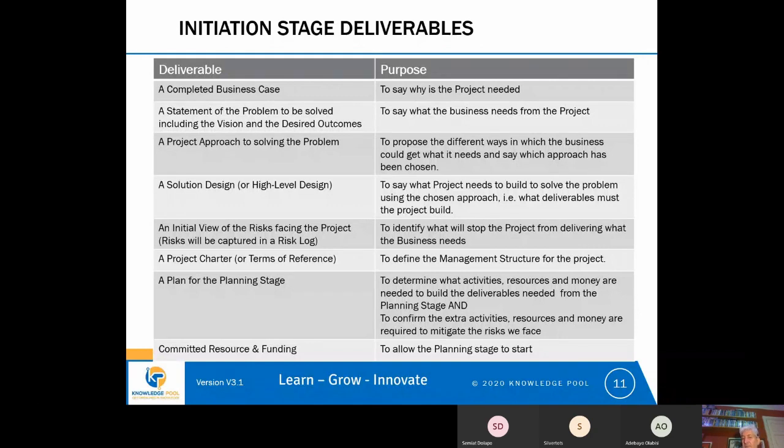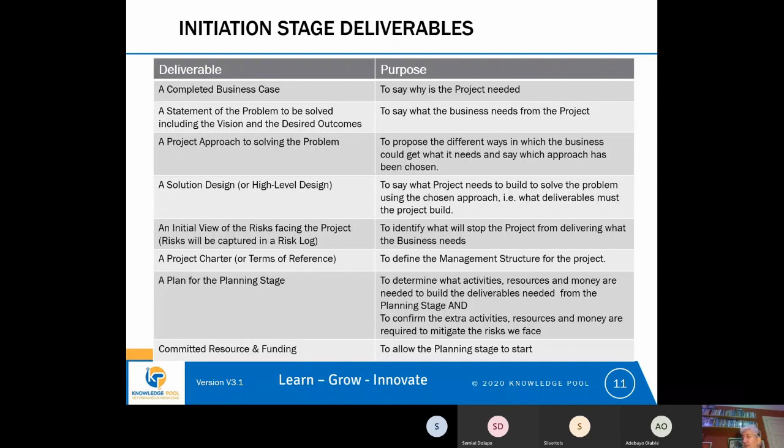So when we're planning, we're not only thinking about the things we must do, we're also thinking about, are there any extra activities we want to do in order to address the risks that we've identified? And our final plan will be that list of things we need to do to create the deliverables, but also things we need to do to address the risks that we face. And then the final deliverable of the initiation stage will be what we would call committed resource and funding.